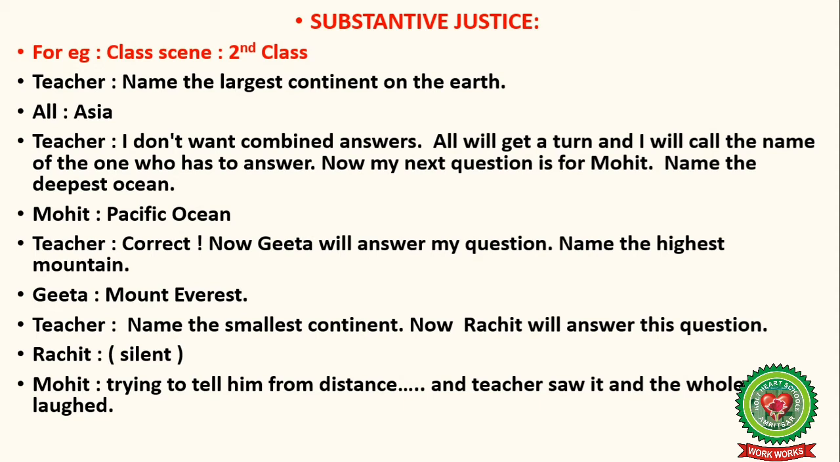The teacher said, "Name the smallest continent." Now Rachit will answer this question. Yes, the next question was for Rachit, and the question was the smallest continent. And Rachit did not know about it. Rachit remained silent. Now Mohit was a very smart boy. He knew this answer also and he was trying to tell him from a distance. Yes, and the teacher saw it. It was second standard and they were acting smartly, but they did not know the teacher is smarter. The teacher saw it and the whole class started laughing.